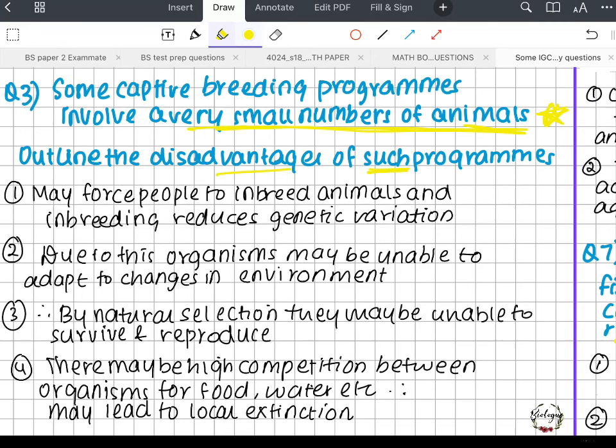this, because of lesser genetic variation, organisms may be unable to adapt to changes in their environment. So it reduces the fitness. It's called reducing the fitness of the organism. Because they are unable to adapt to changes in the environment, they may be unable to survive and reproduce in their environment. So by natural selection, their fitness decreases. So there may be high competition for food, water and supply, which may lead to local extinction.